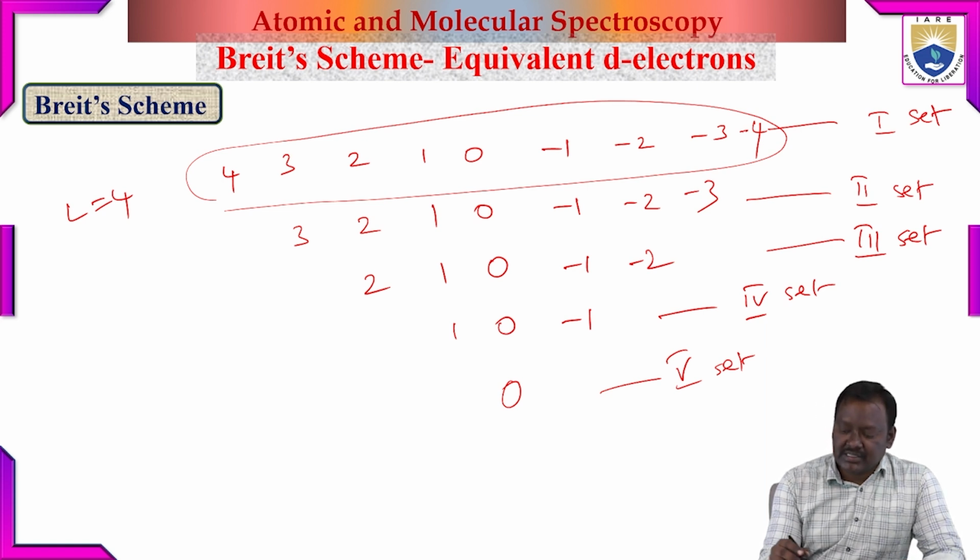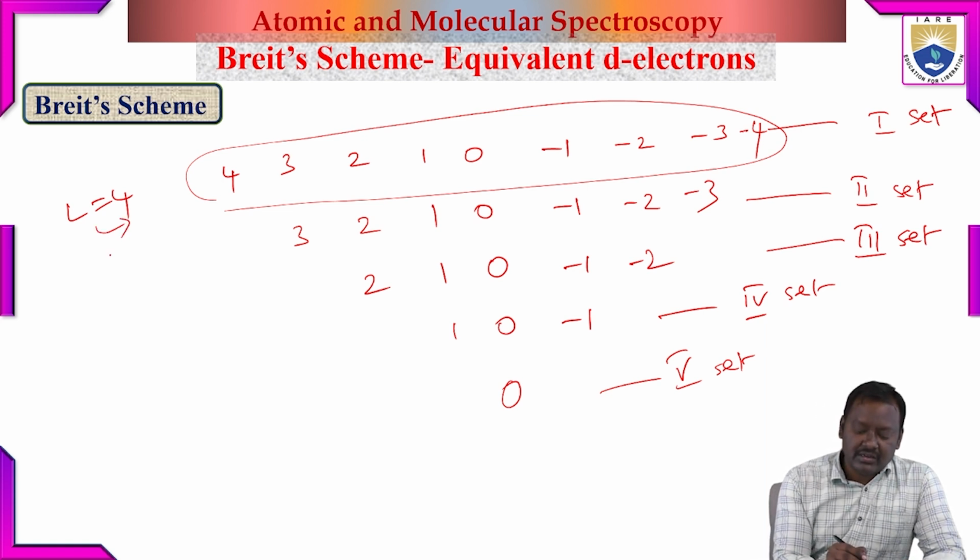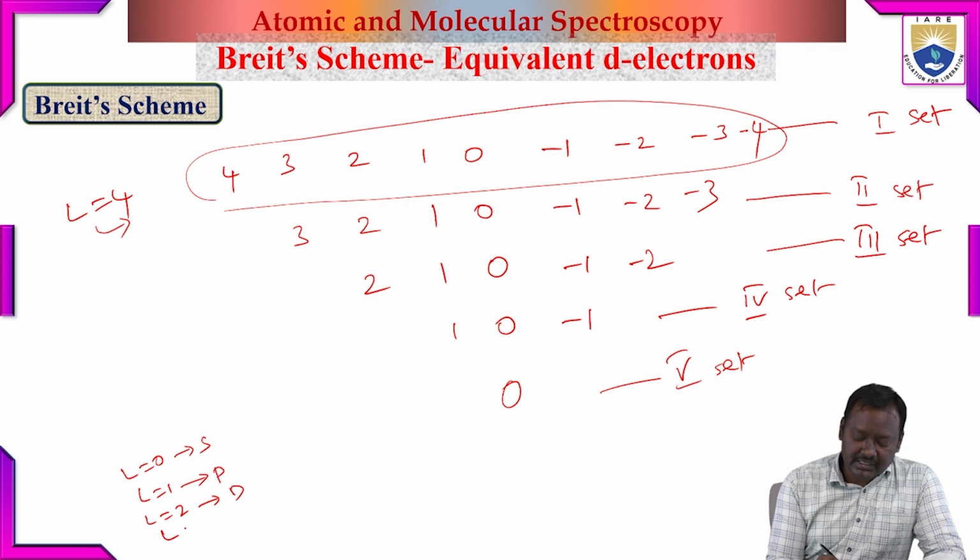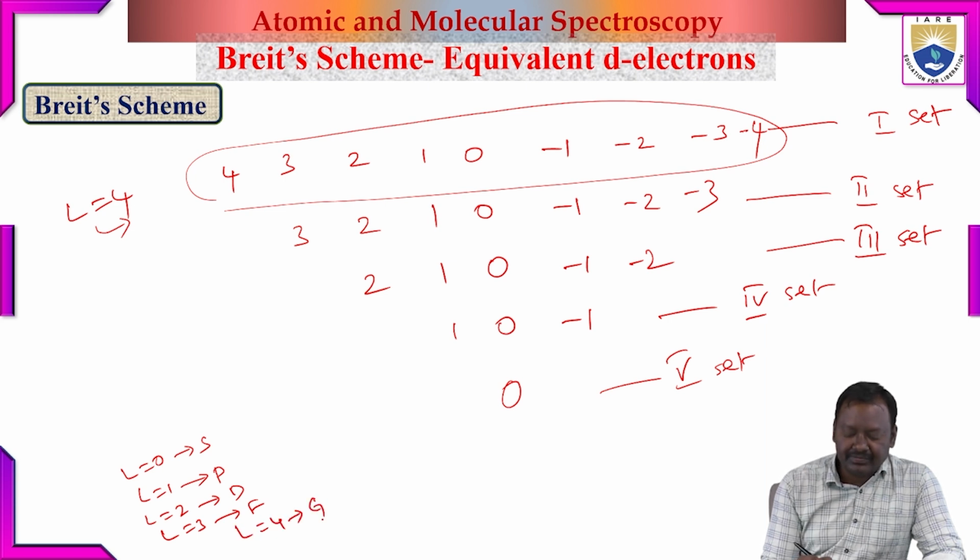That means this set of values forms the... For L equal to 0, the spectral term is S. For L equal to 1, P. For L equal to 2, D. For L equal to 3, the spectral term is F. And when L equal to 4, the spectral term is G.